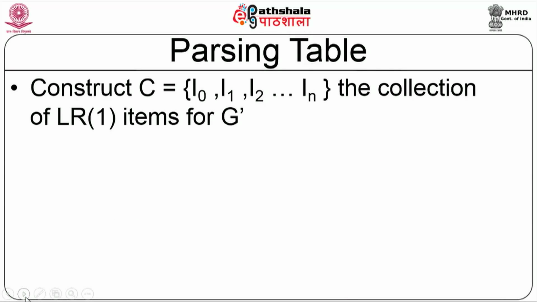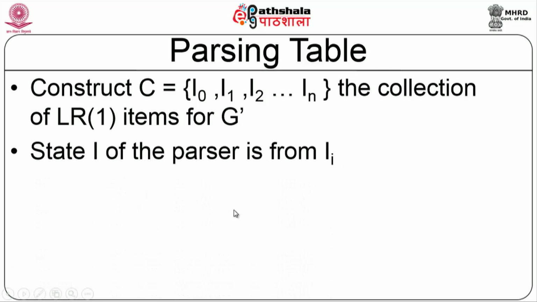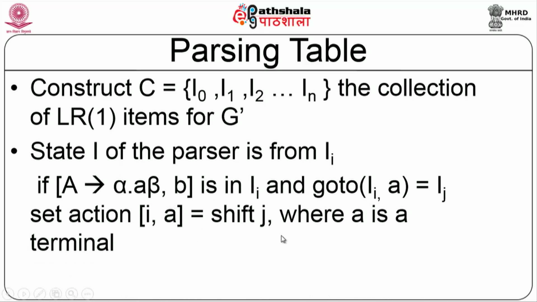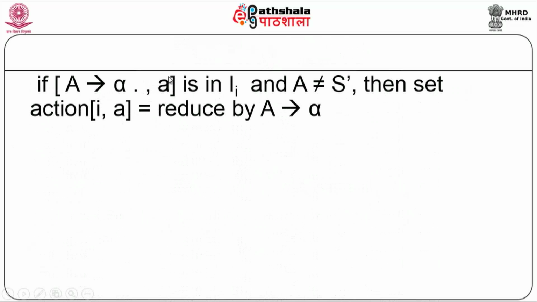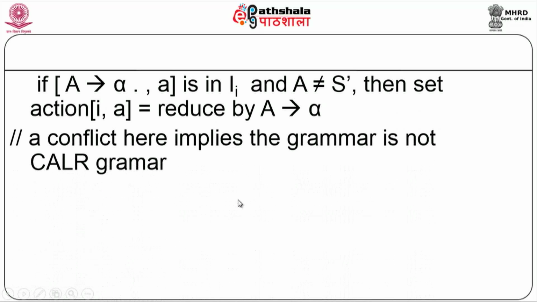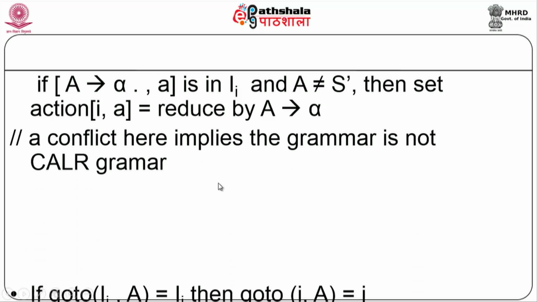You construct the closure item set of the canonical LR parser itself, and then you start from I1. Again you do a shift action, everything is the same. You do a reduction action here, again everything is the same, but here again the conflict implies its grammar is not going to be canonical LR. So, that is applicable here also, okay.